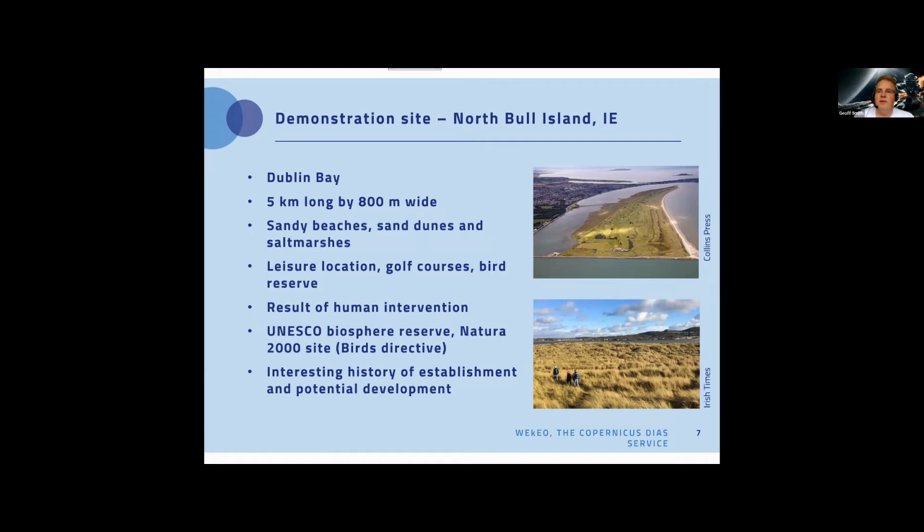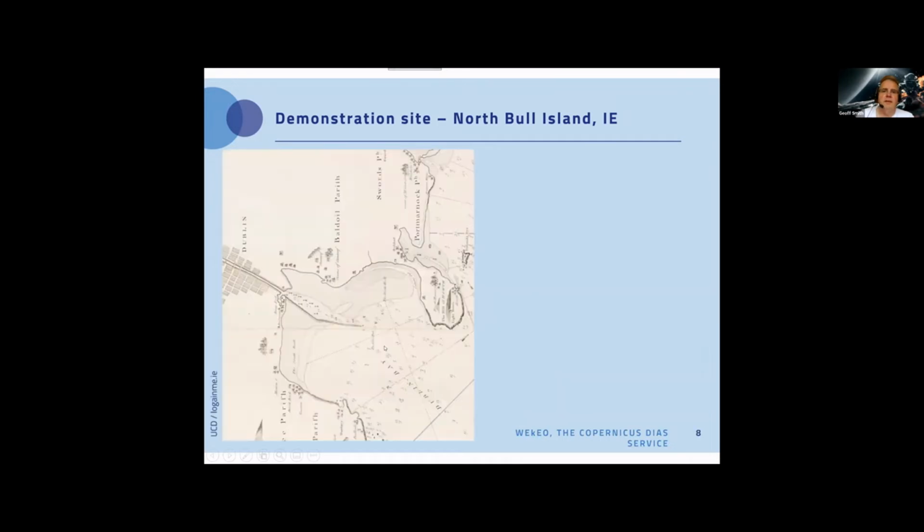Although it appears quite natural at its northern end, there's a very hard straight line at the southern end, but the actual island itself developed due to human intervention. So human development in the coastal zone actually caused North Bull Island to form. It has this very interesting history, etc.